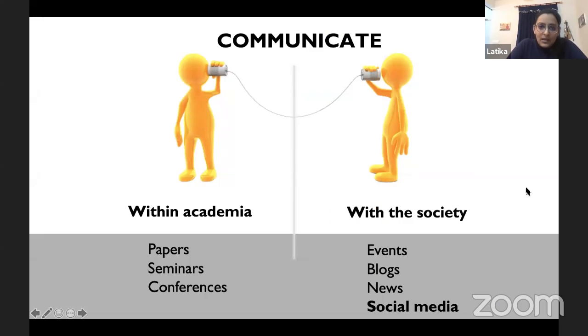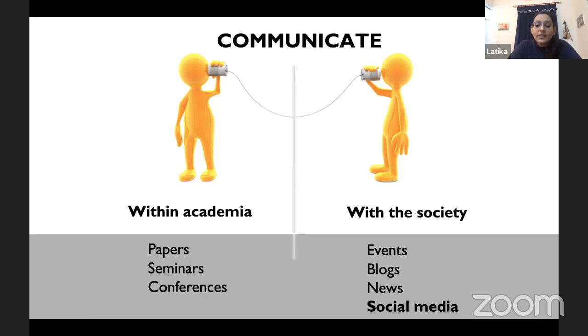So either way, any researcher has a specific responsibility to communicate, and there are different realms of communication. One is within the academia. We want to communicate with peers and colleagues regarding the papers, and we do that by means of conferences or webinars, as we're doing today. But then there's also a sense of responsibility which we should carry for the society. And this primarily is reflected in terms of events or maybe blogs which share information on research.